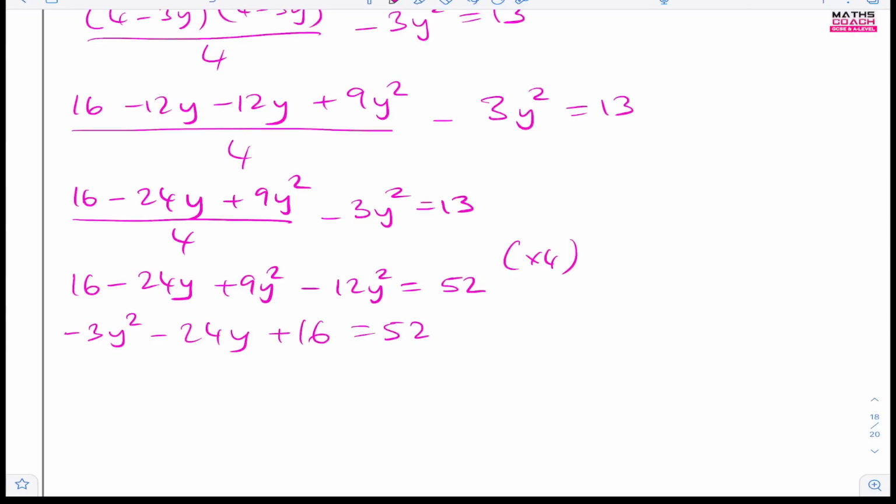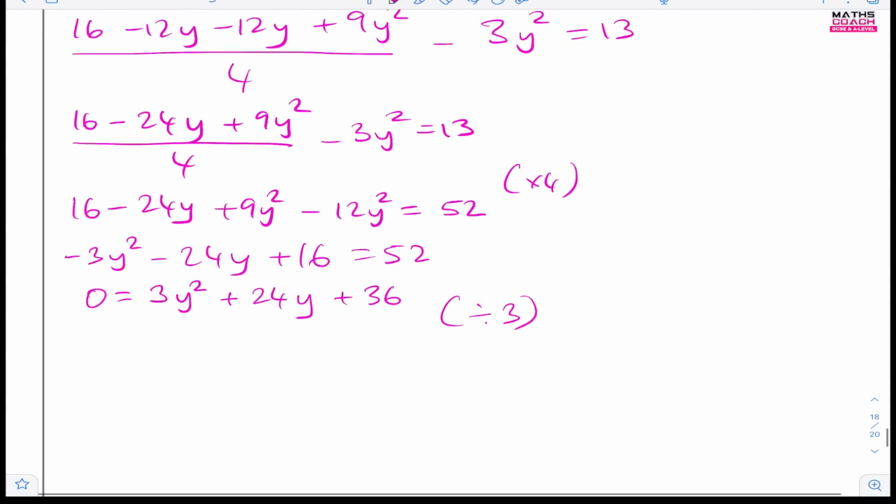Now, we want to have a positive y squared. So we are going to take over everything here onto this other side. So that gives us 0 on this side, and we have a positive 3y squared. We have a positive 24y, and then 52 minus 16, that gives us plus 36, and we now just need to factorize this. Now you'll notice that we can divide everything by 3. So let's go ahead and divide everything by 3. That gives us 0 is equal to y squared plus 8y plus 12.